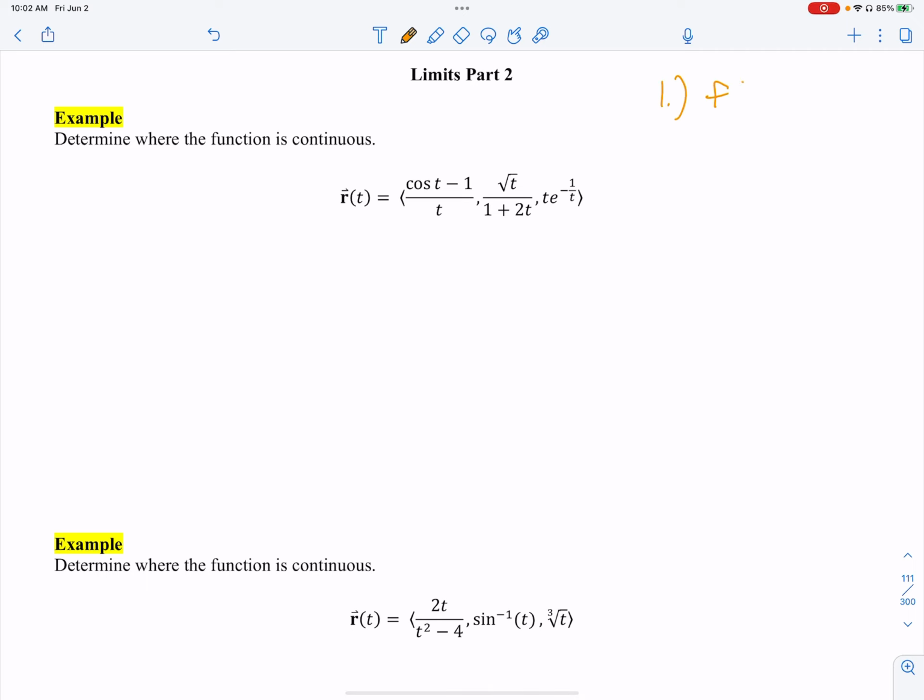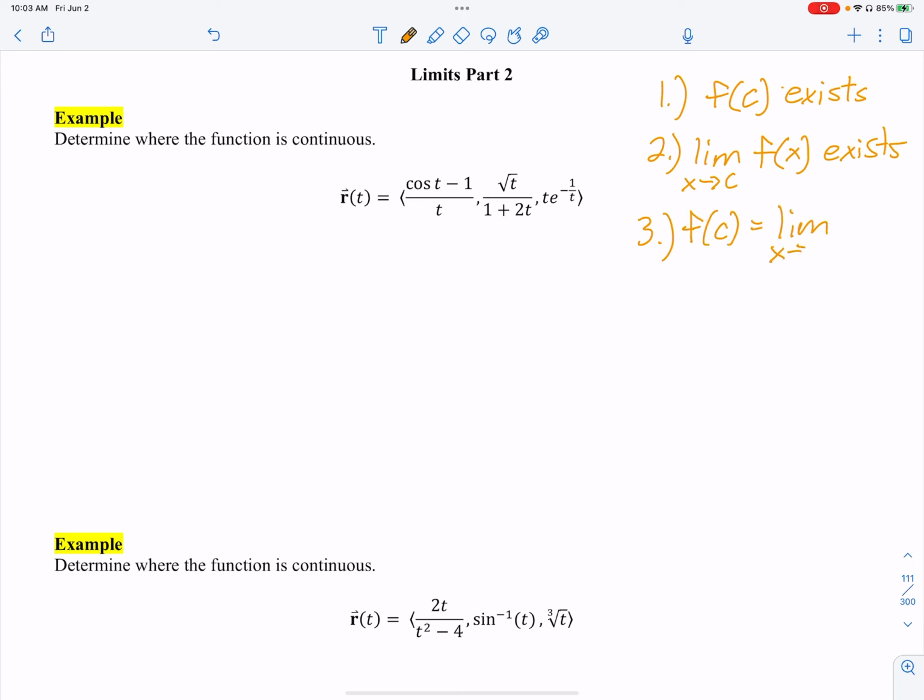It was that f of c, so we're talking about is it continuous at a point c, that we wanted this to exist. We also wanted the limit as we approach that point to exist. And then the last point was that those two things are actually the same thing.